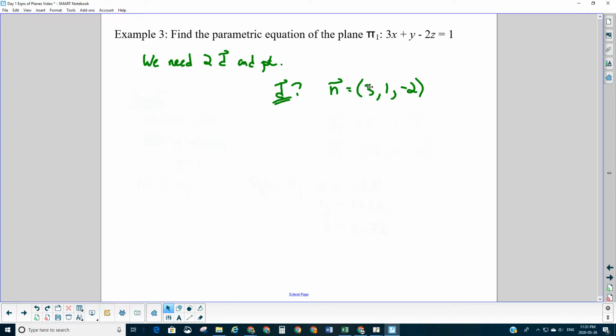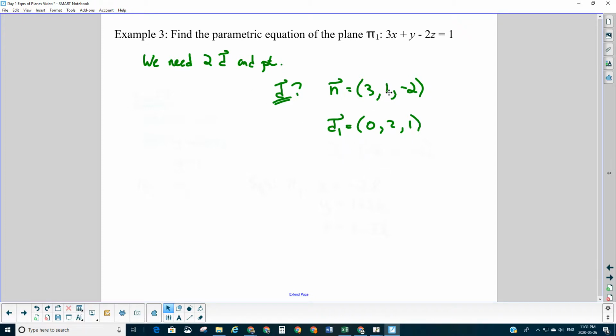Remember, we could take one of these and make it 0, and switch the other two and make one of them negative. So if I made this 0 and switched the y and z and made this one a negative so it becomes a positive, there's a vector that's really quick and easy that is perpendicular to it, which means it must be a direction vector that's on our plane.